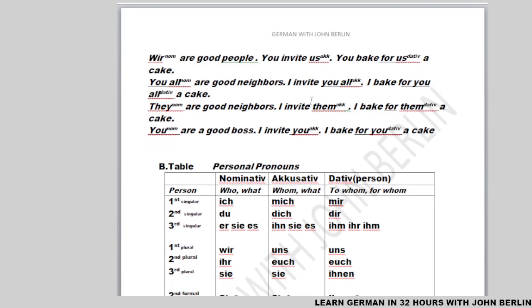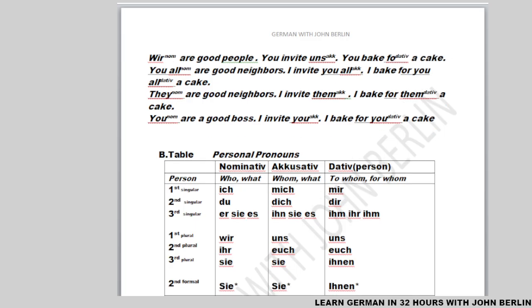You invite us. What is us? Can you tell me? Uns. You bake for us. What is for us? Uns. Perfect. You all are good neighbors. What is you all? Look at the table. It is ihr. Perfect. That's right. Ihr.